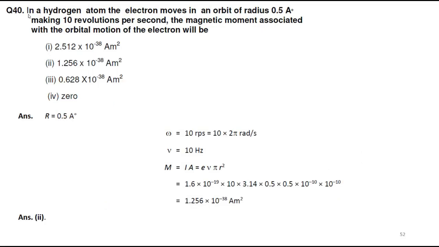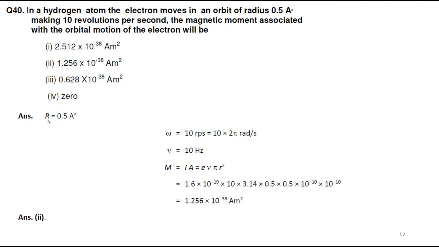Question number 40. In a hydrogen atom, the electron moves in an orbit of radius 0.5 angstrom, making 10 revolutions per second. The magnetic moment associated with the orbital motion of the electron will be: option 1, 2.512 into 10 to the power of minus 38 ampere meter squared. Option 2, 1.256 into 10 to the power of minus 38 ampere meter squared. Option 3, 0.628 into 10 to the power of minus 38 ampere meter squared. Option 4, 0. This is the key.